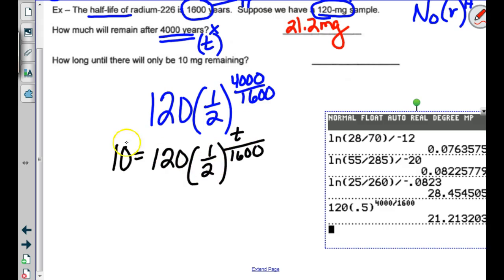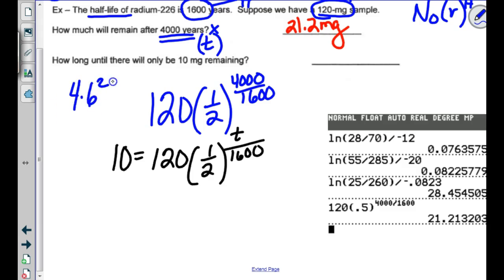Because this is raised to a power. It's like if I have two, well, that's not a very good example because most of you wouldn't do that, but if I had 4 times 6 squared, it's not the same as 24 squared. Are we good? Okay. So we have to divide by the 120 first.